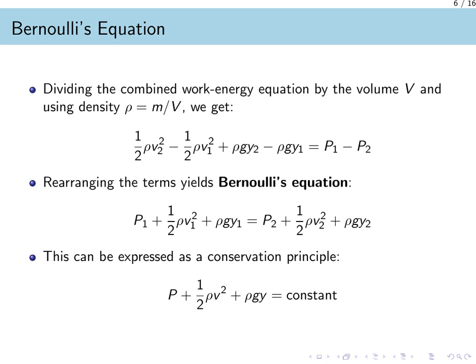By rearranging the terms, we can group all the quantities at the initial position, point 1, on one side, and all the quantities at the final position, point 2, on the other. This elegant result is Bernoulli's equation. It states that the sum of the pressure P, the kinetic energy per unit volume 1/2 ρv², and the gravitational potential energy per unit volume ρgy remains constant along a streamline. In short, Bernoulli's equation is a statement of the conservation of energy for an ideal fluid in motion.